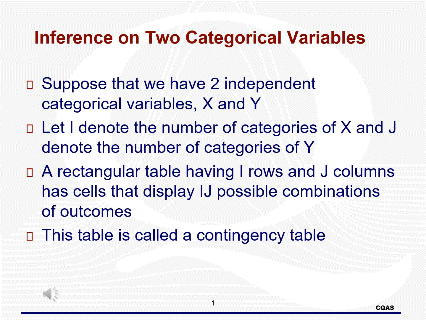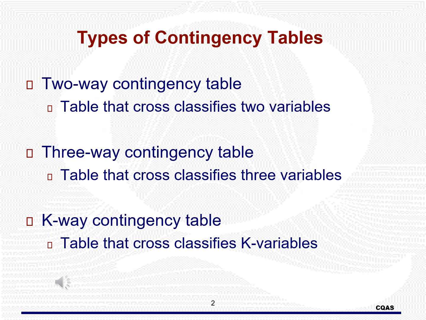Let's discuss how to handle two independent categorical variables and to make comparisons between them. Suppose that we have a situation where both the input and response variables are categorical. Let I denote the number of categories for the input variable and J denote the number of categories for the response variable. A rectangular table having I rows, J columns and IJ cells that display the possible outcomes is called a contingency table. Contingency tables can be created to compare two, three, or more variables.